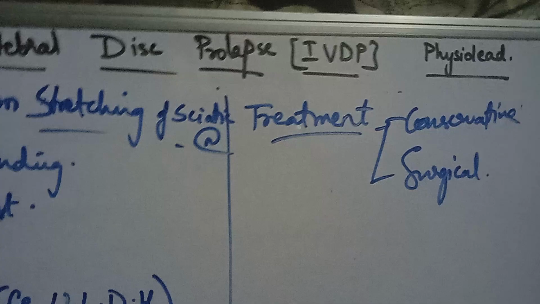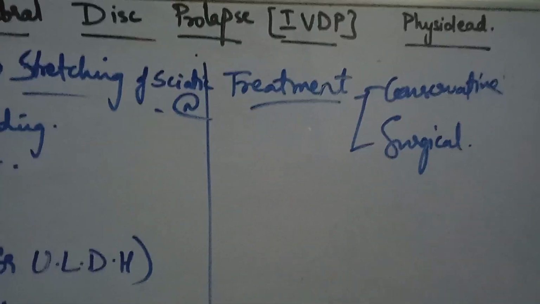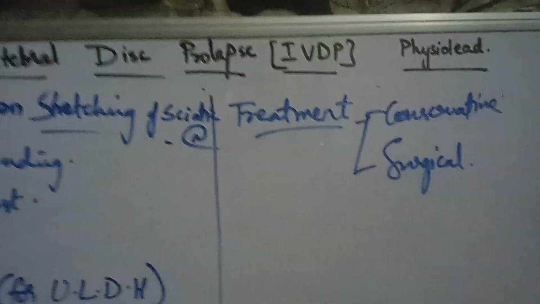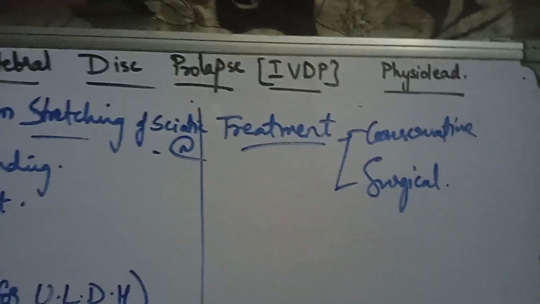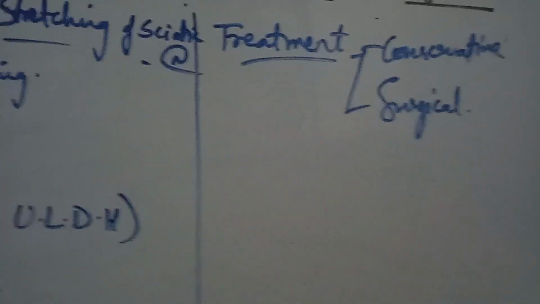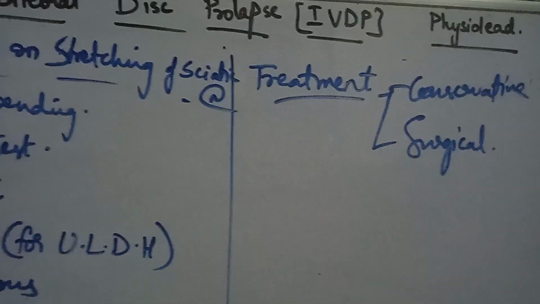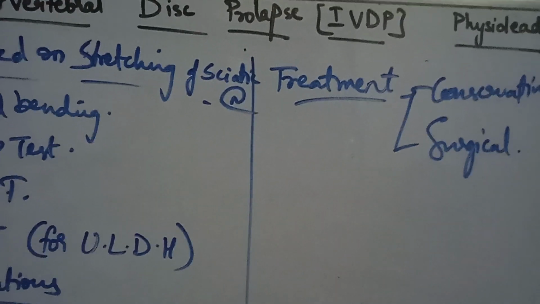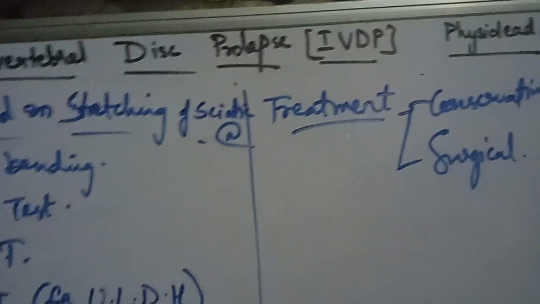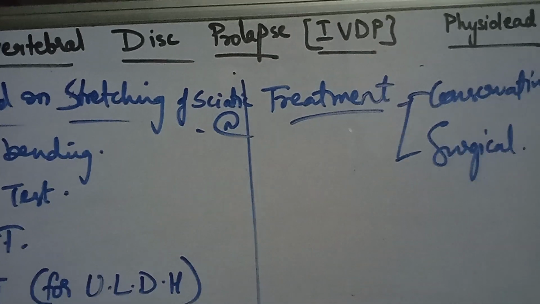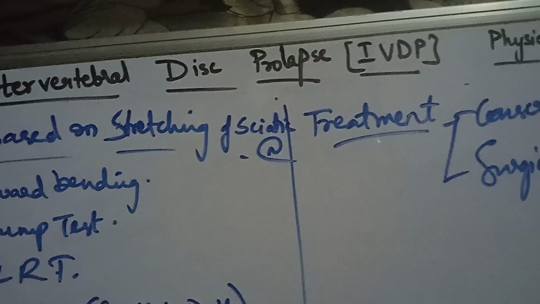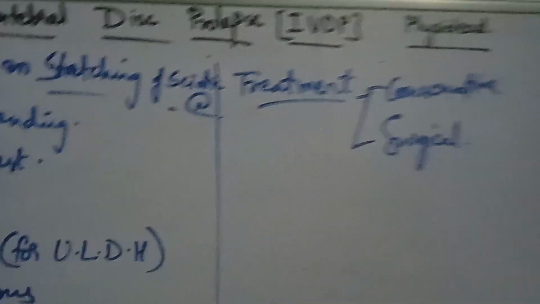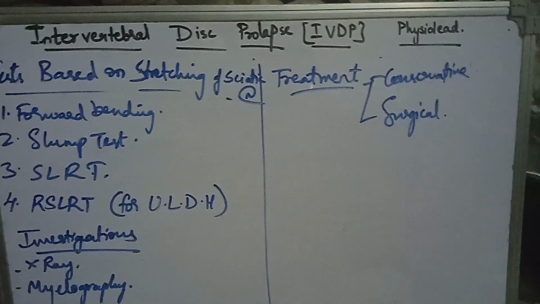Coming to the treatment, we do conservative and surgical management. Conservative is basic bed rest, which is more than enough for an IVDP patient. Along with bed rest, if the pain is not reducing, we give ice packs and tell him not to do bending activities. Next, surgery: we do laminectomy, fenestration, endoscopic lumbar discectomy, microscopic lumbar discectomy, hemilaminectomy and so on. These are the surgical procedures we do for intervertebral disc prolapse.